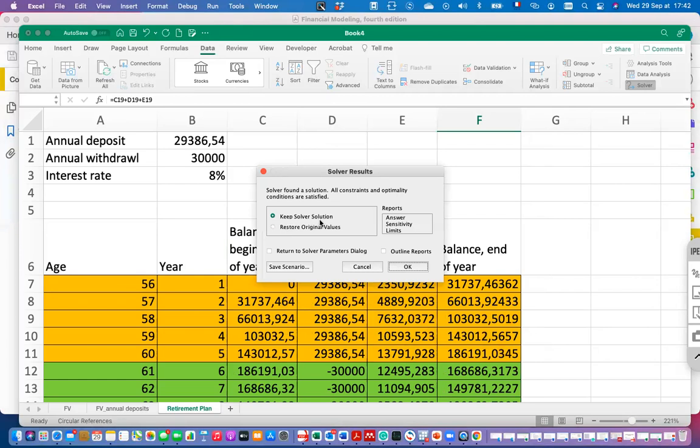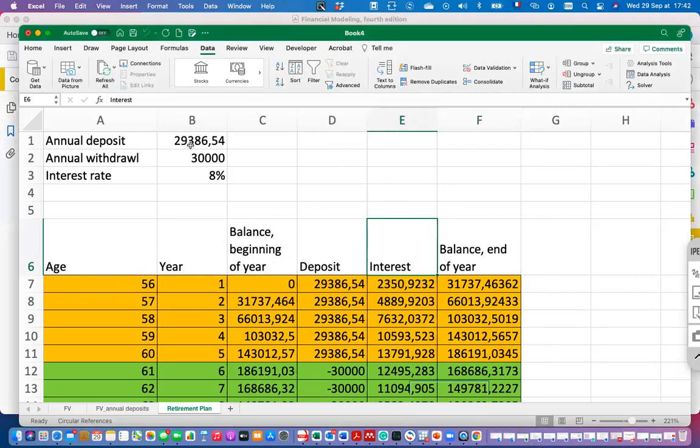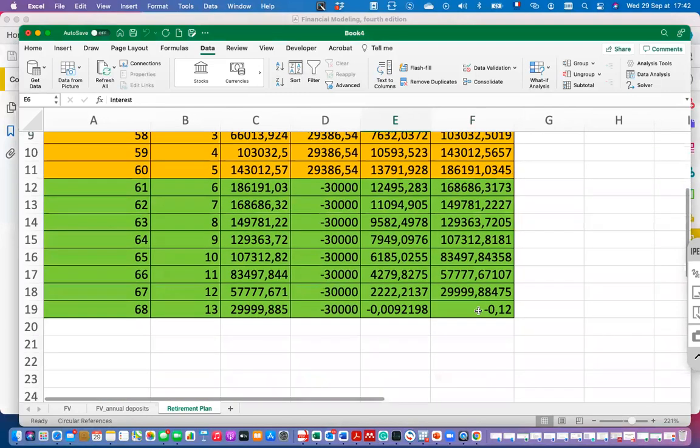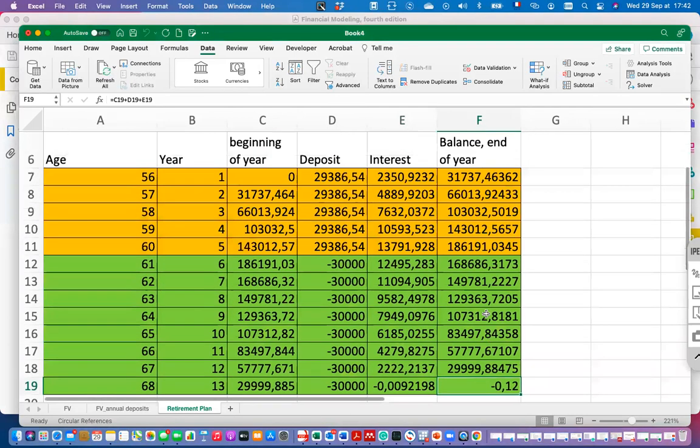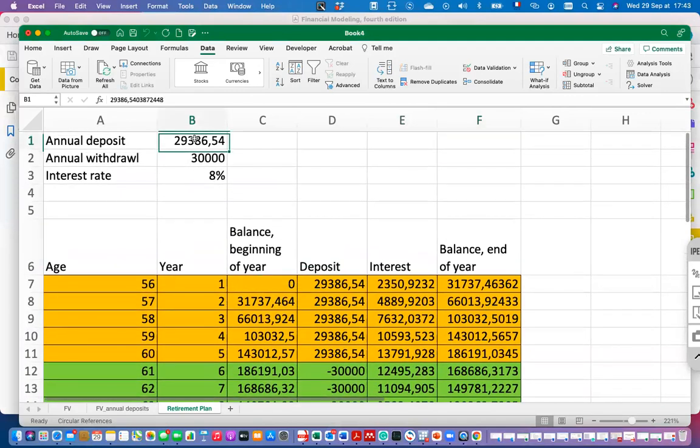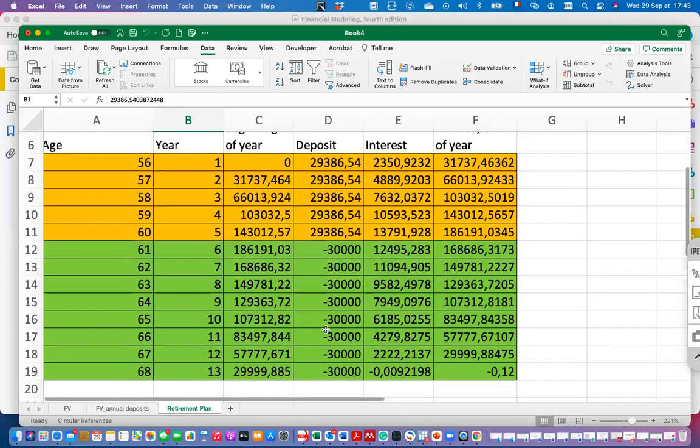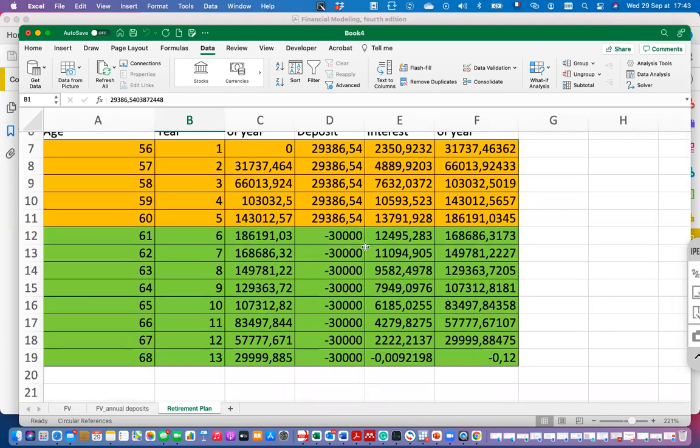Then keep Solver solution. Click on OK. So for this annual deposit value, I will have 0 here. We do not have exactly 0, but very close to 0. So this is the right amount of money you have to save and deposit during your working years, so you can benefit from a comfortable retirement with a withdrawal of $30,000.